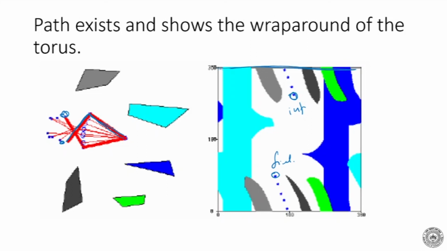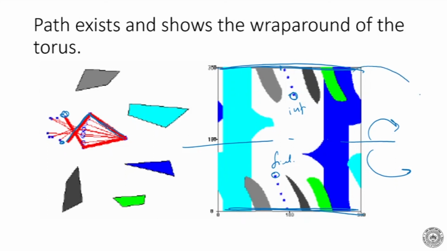Now because this side and this side are connected, when I roll it about this axis like this and like this, this side and this side are joined. Which means it can go like this, come out from there and go there, because it is path connected. So you can go from here to here because it is path connected, because of this wraparound of the torus.